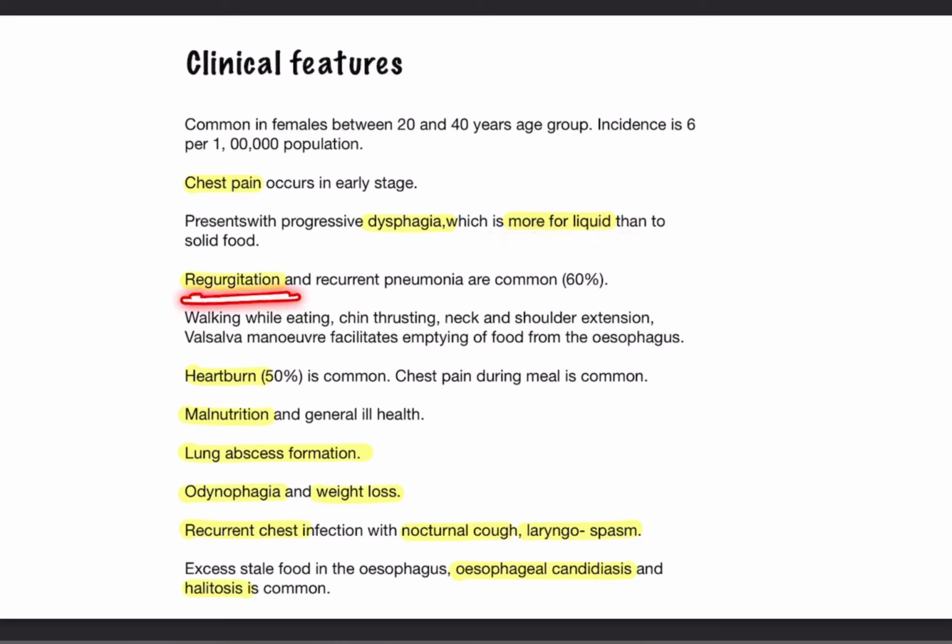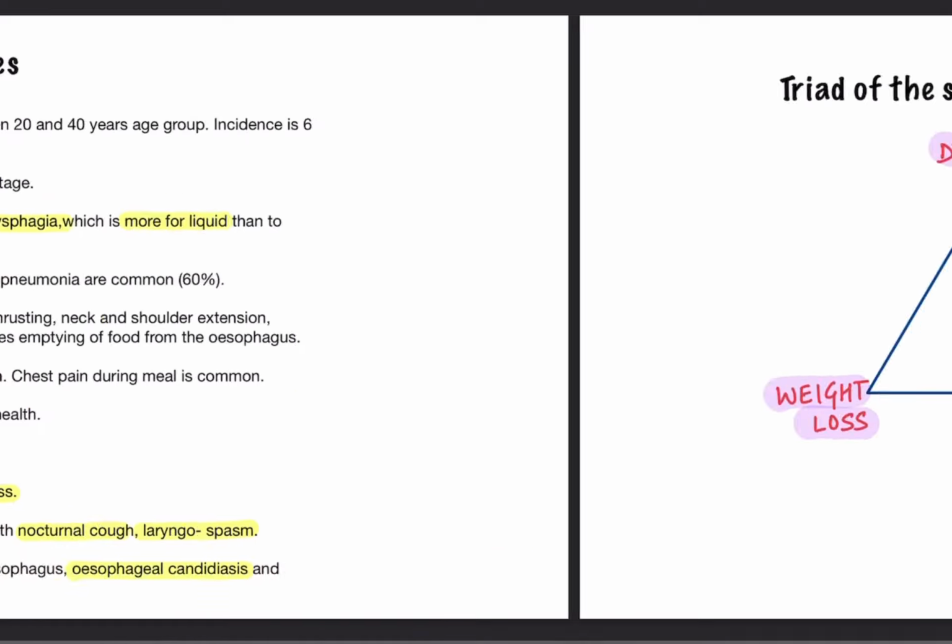There is regurgitation because the food is not going inside, and the patient feels comfortable when walking while eating, or there is chin thrusting, neck and shoulder extension, and Valsalva maneuver, because all these things aid in emptying of the food. There can be heartburn, which is 50% common, malnutrition, and general ill health. There is lung abscess formation, odynophagia, weight loss. There is recurrent chest infection with nocturnal cough and laryngospasm. Also there is esophageal candidiasis and halitosis due to presence of stale food in the esophagus.